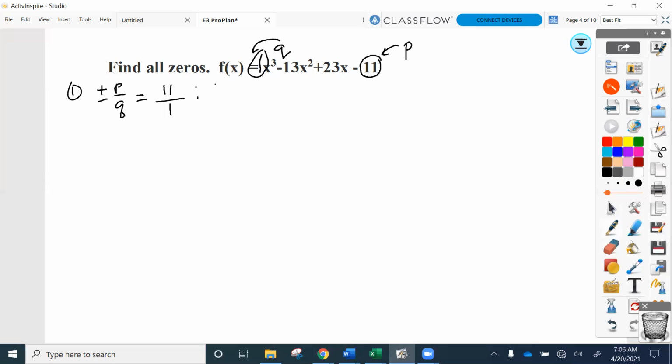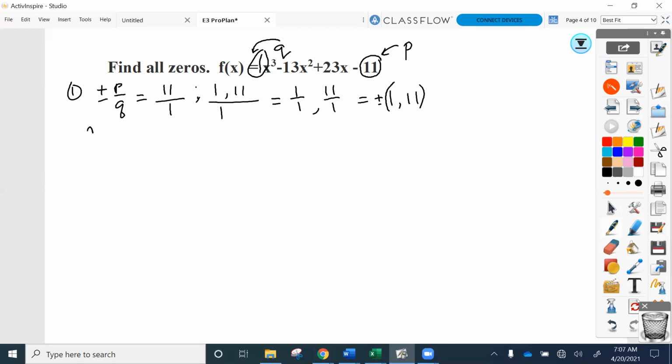So factors of 11 are 1 and 11. And factors of 1 are just 1. So the possibilities are 1 over 1 or 11 over 1. So total possibilities would be plus or minus 1, or plus or minus 11.